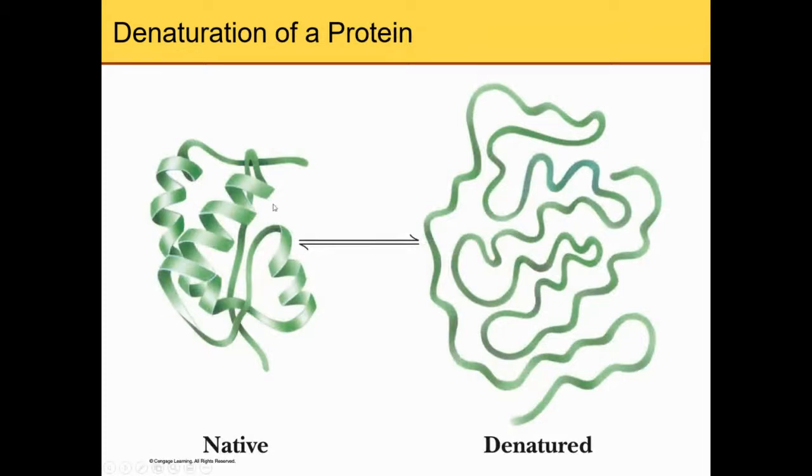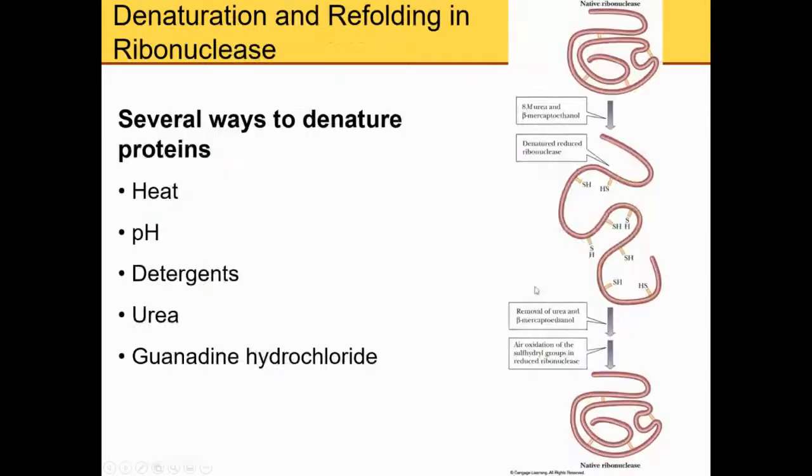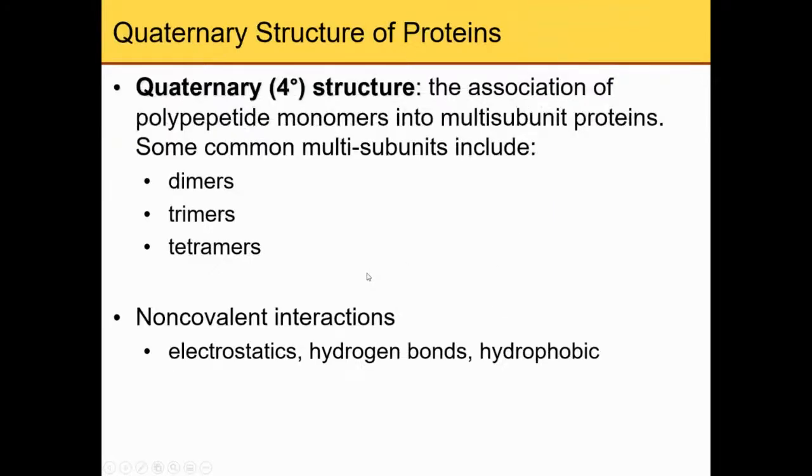And this just shows you the native conformation, which is the functional conformation, and the denatured protein. So to denature the protein: heat, pH, detergent like SDS, urea, guanidine, and also reducing agents like mercaptoethanol and DTT, so that you can break all the interactions and give you the denatured protein.